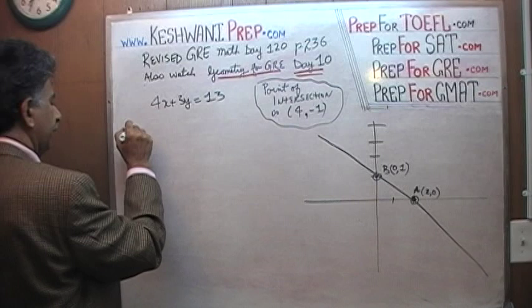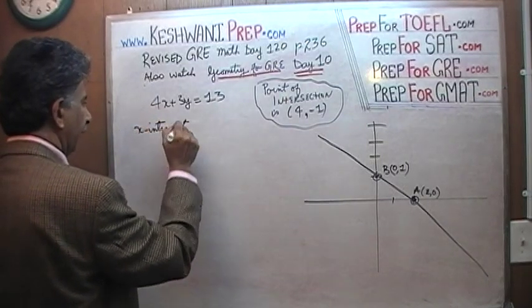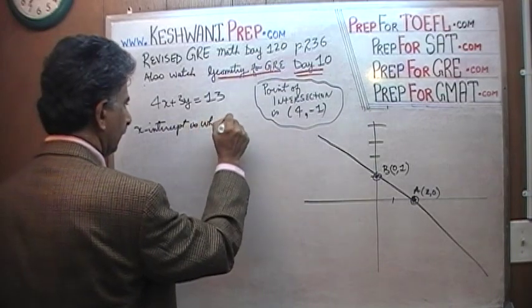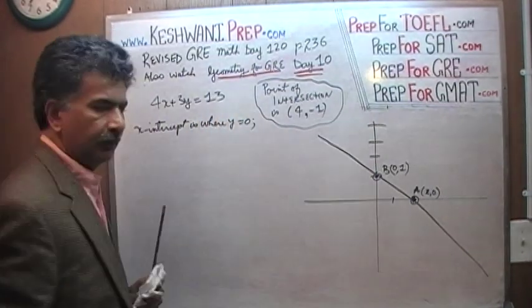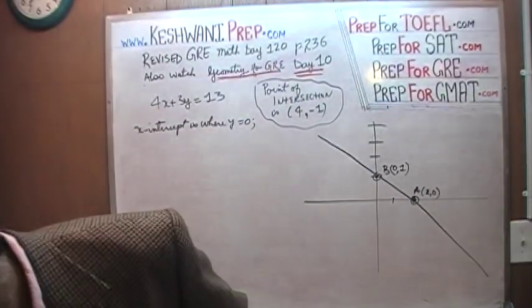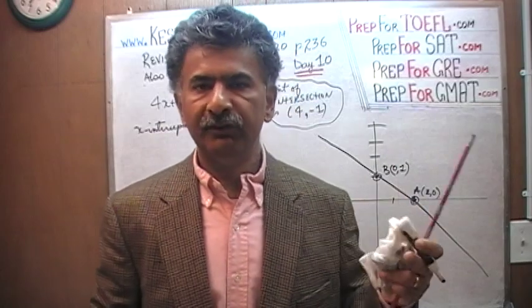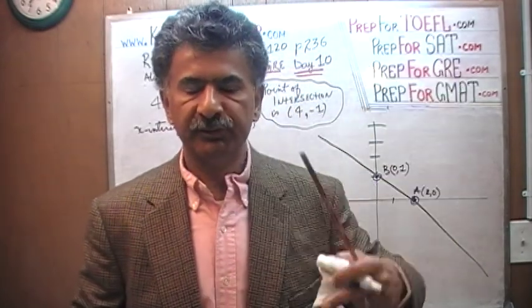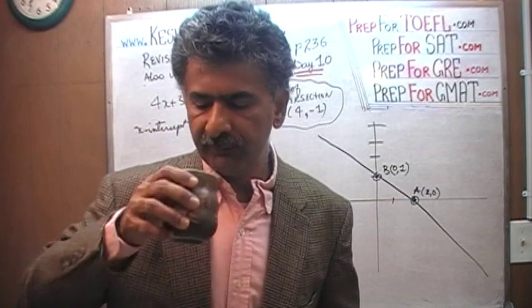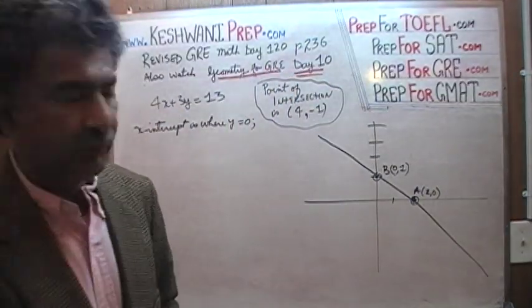Again, to find the x-intercept, it is where y equals 0. That's why it's called x-intercept. X-intercept means where this line crosses the x-axis. Wherever the line crosses the x-axis, at that point y is 0 because there is no y distance, which is why we say it crosses the x-axis. Plug in y equal to 0 in this equation.